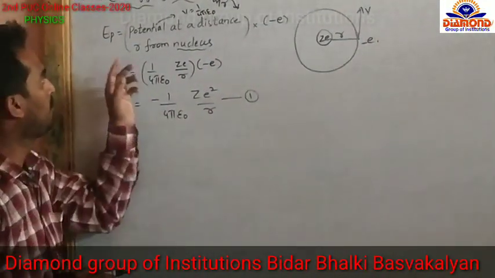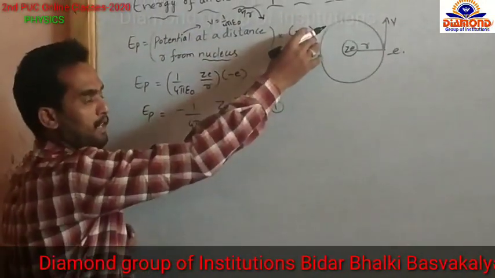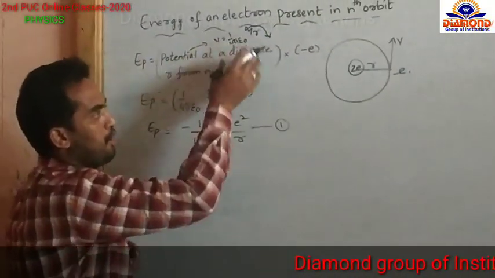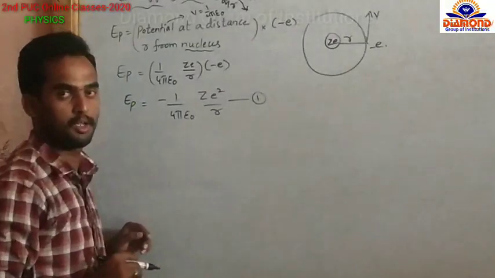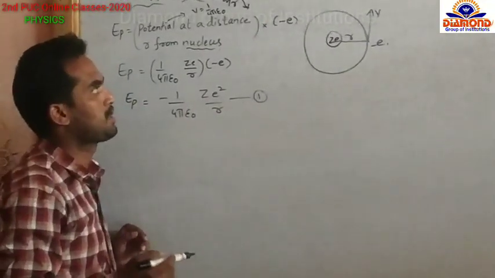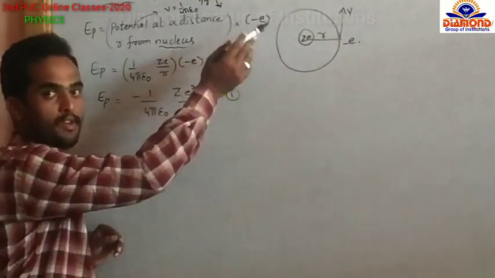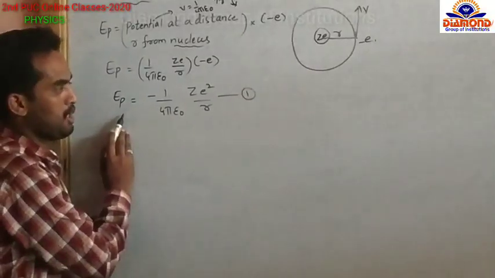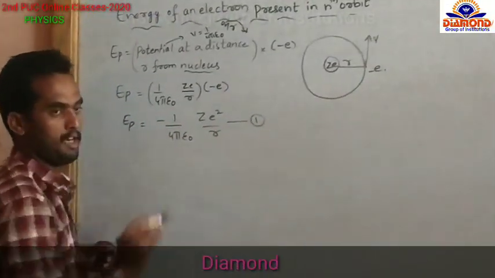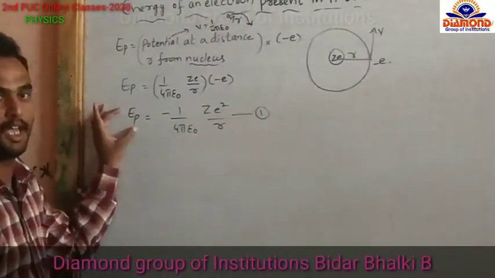See once again, for calculating the potential energy, potential into electron charge. So potential is how much? 1 by 4 pi epsilon naught Q by r. Q indicates charge. So what is the charge of that nucleus? Ze by r, into the charge of an electron, which is minus. So remember, Ep equal to minus 1 by 4 pi epsilon naught Ze square by r. That is called equation number 1, that is potential energy.